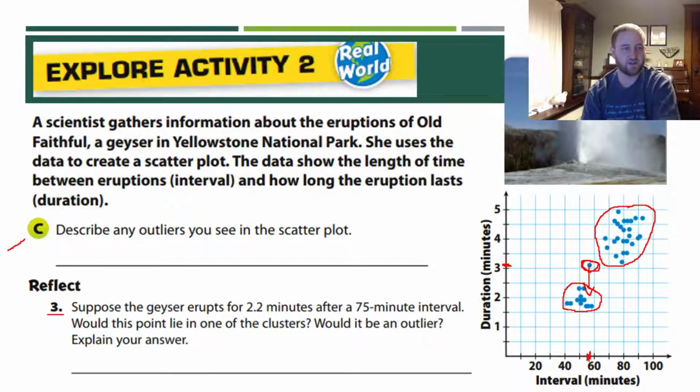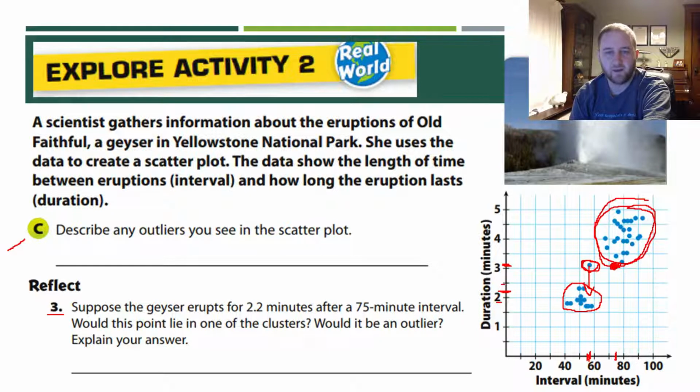And then this reflection question says, suppose the geyser erupts for 2.2 minutes after a 75-minute interval. Would this point lie in one of the clusters? So 2.2 minutes is how long it lasts. So here's 2, here's 2.5. So 2.2 would be right around in here. And it's after a 75-minute interval. So 70 minutes, 75 would be right around in here. So would this point lie in one of the clusters? A 75-minute interval, a 2.2-minute eruption. I would say, yeah, it lies in this cluster right here.